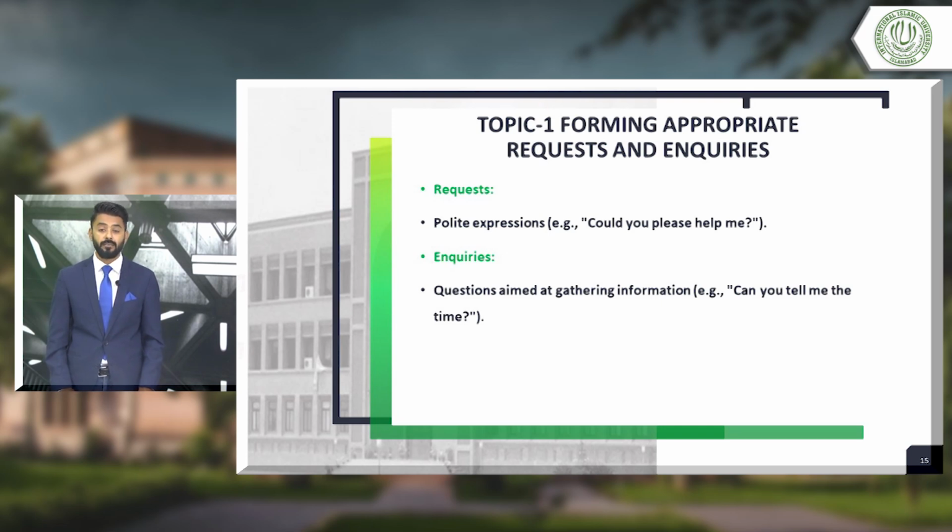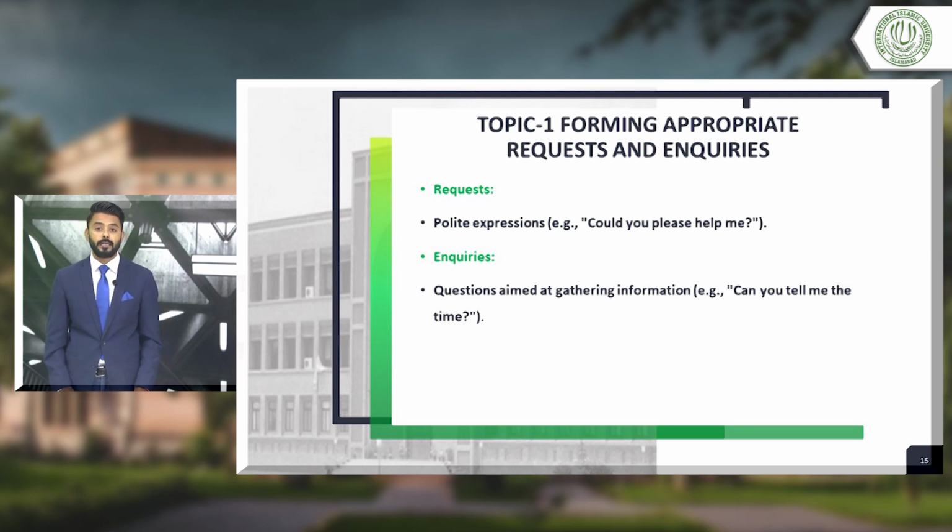Some people, even when they are requesting, cannot use the proper words or the tone that makes it a request. Remember, a request or an inquiry depends not only on the words, what type of words and how we arrange them, but also the way you say it. Your tone matters a lot. So, first of all, what is a request? A request is a polite expression where you are asking for something. For example, you can say, could you please help me?